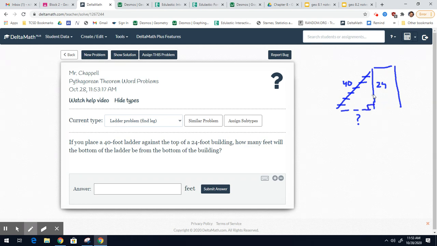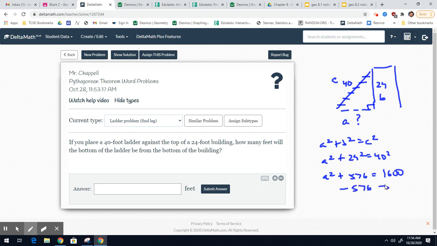Well, again, there's your right angle. We assume the building is perpendicular to the ground. And here's Pythagorean Theorem. Let's let our question mark be A, 24 is B, and then 40 is your hypotenuse C. A squared plus B squared equals C squared. So A squared plus 24 squared equals 40 squared. Now, because they're on opposite sides of the equal sign, do them separately. So 24 squared is 576. 40 squared is 1600. Get A squared by itself by subtracting 576. So A squared is 1024.